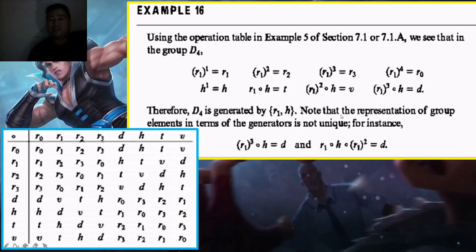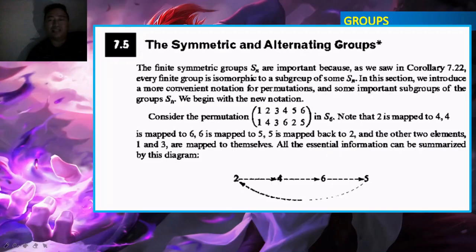Note that the representation of group elements in terms of generators is not unique. For instance, R1 cubed composed with H gives D, and R1 composed with H composed with R1 squared may also equal D. So the representation by generators here is not unique.